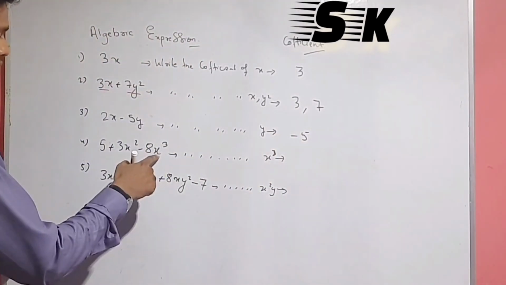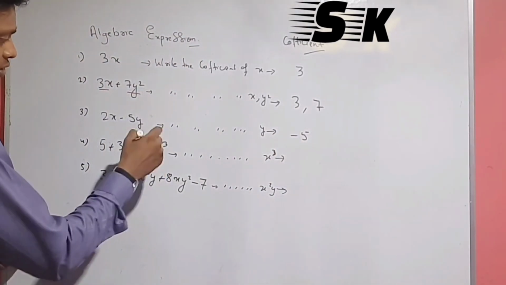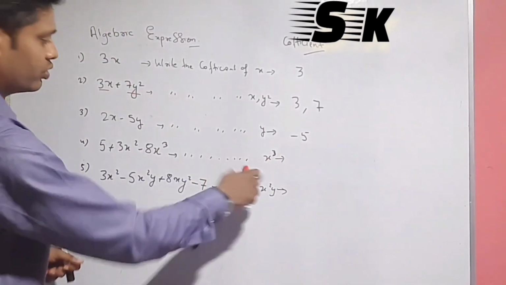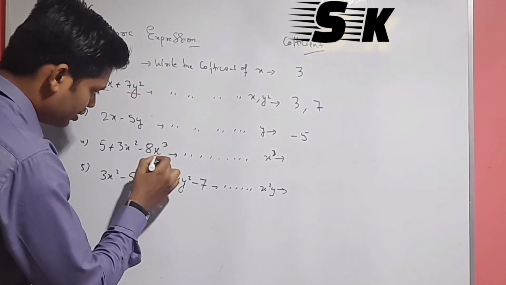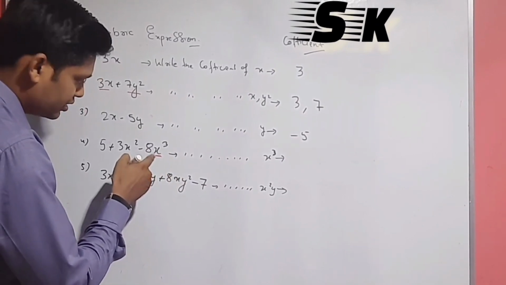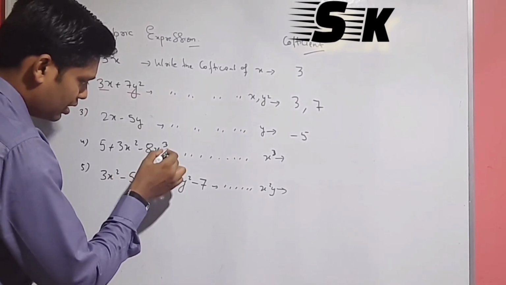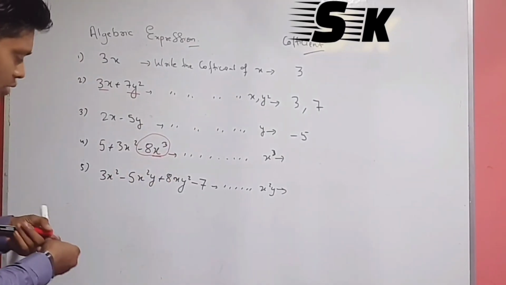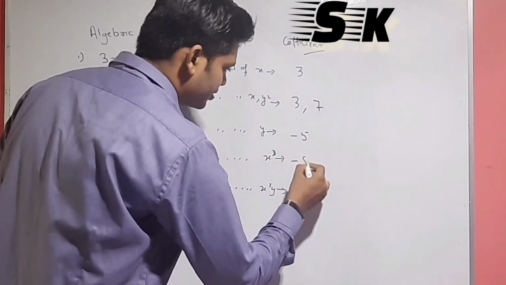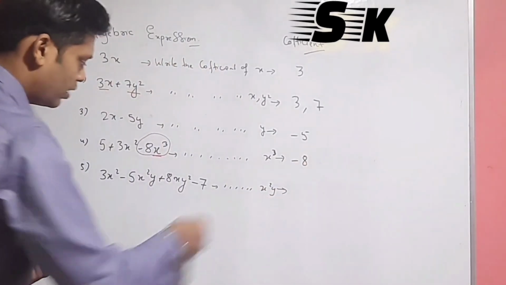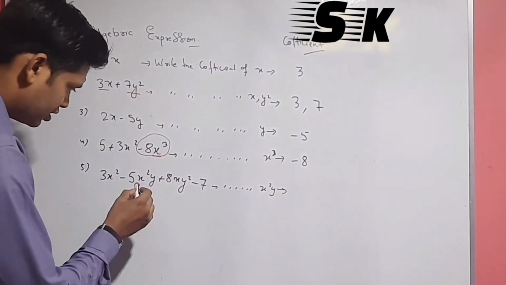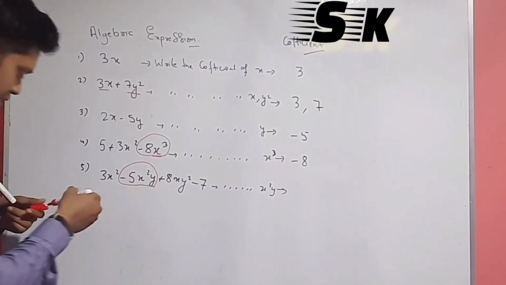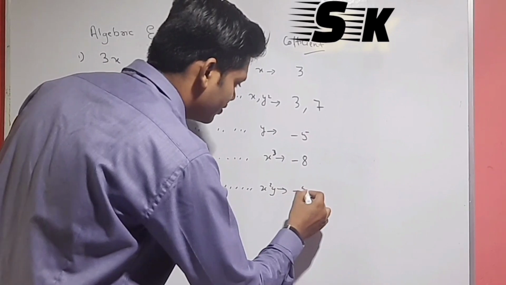For x cube, you will see this part. See, x cube is there. So where is x cube? It is here. It is a term. In that, what is the numerical part including the sign? So minus 8. X square y: where is x square y? X square y is this one. So what is the numerical coefficient including the sign? This one. Then it will be minus 5.